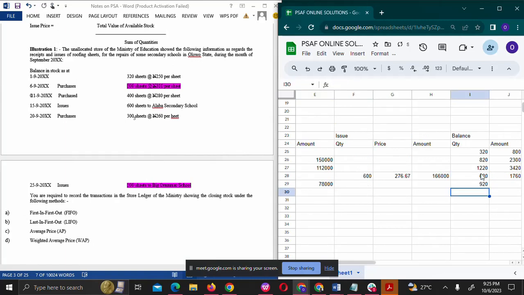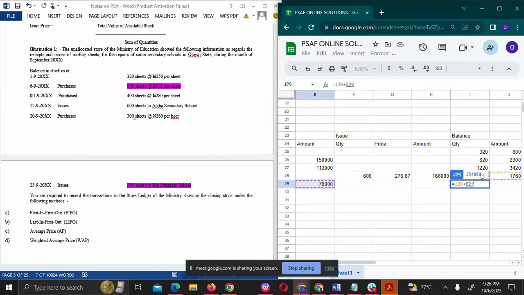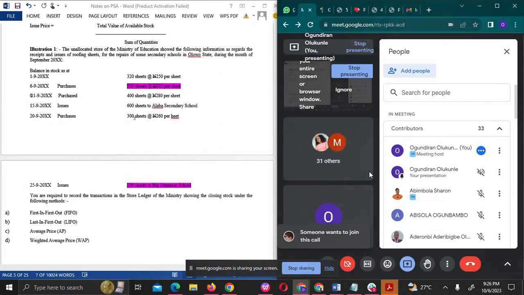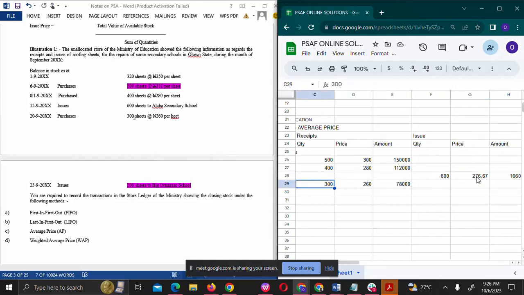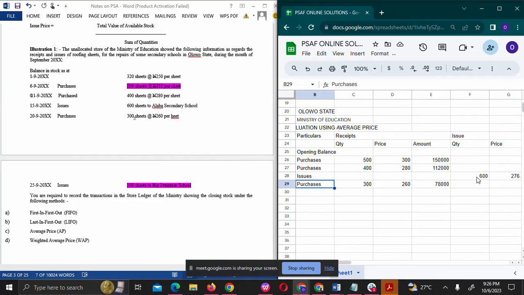Please, I think it's better you call the figure instead of saying this minus this, because not everybody is seeing the cursor clearly. When you call the figure, at least we'll know what you're talking about. Okay, sorry about that. So I'm doing 176,000 plus 78,000. Do you understand? And for the balance, I'm doing 620 plus 300.